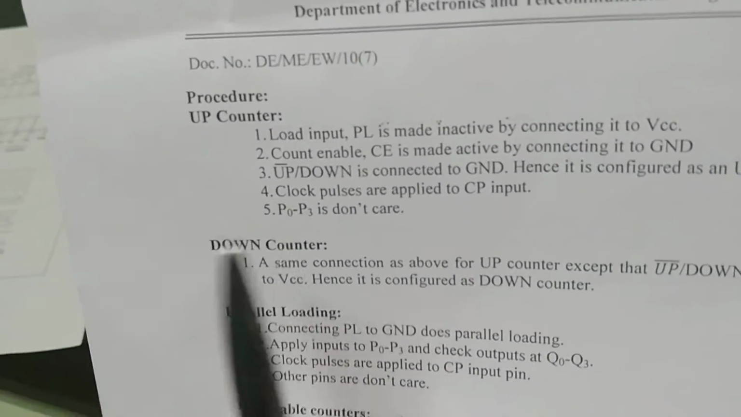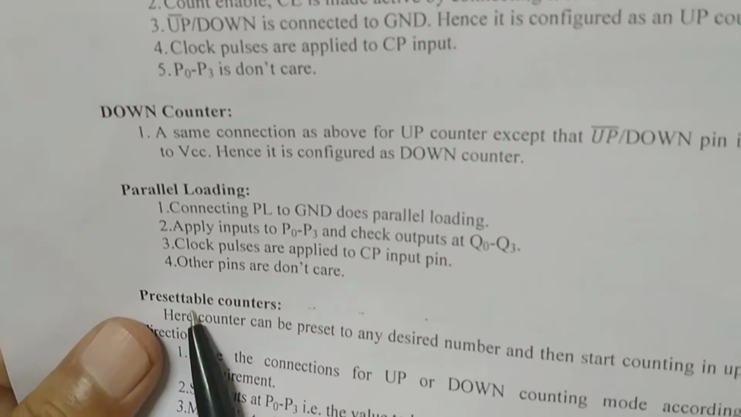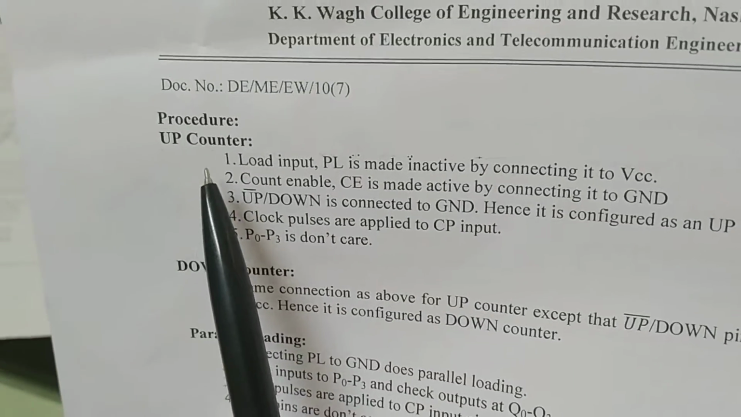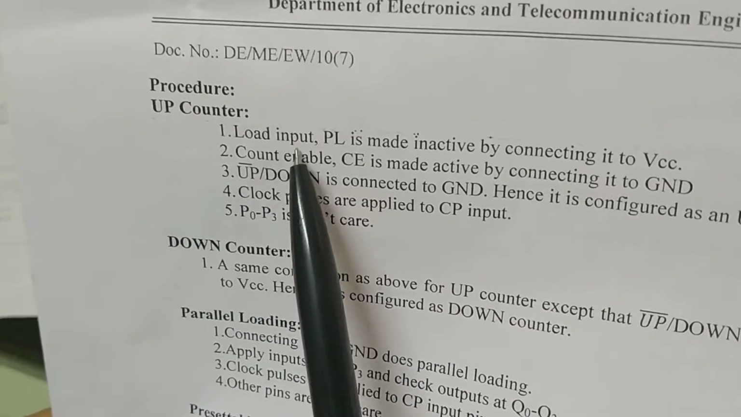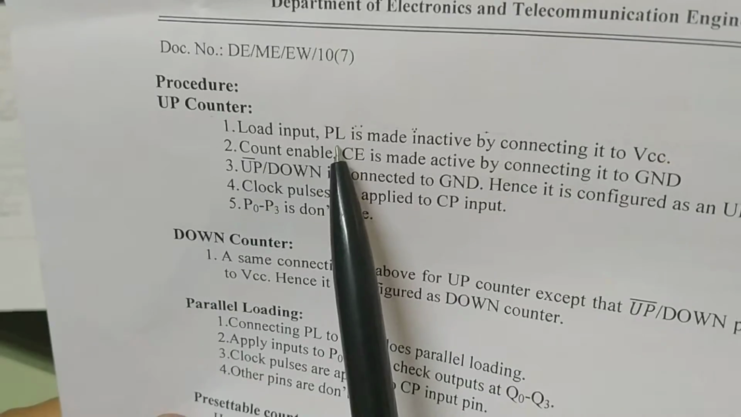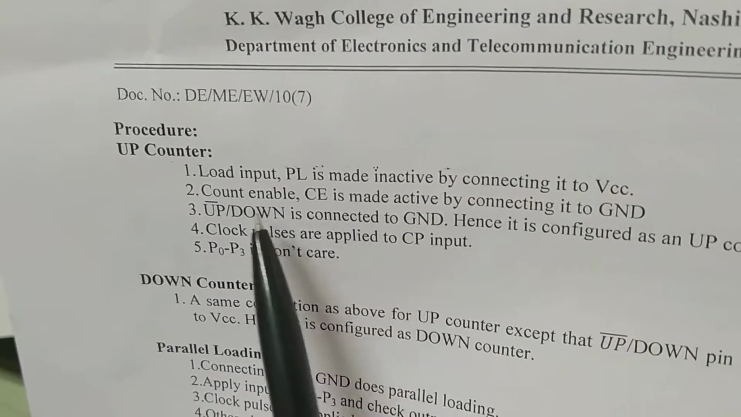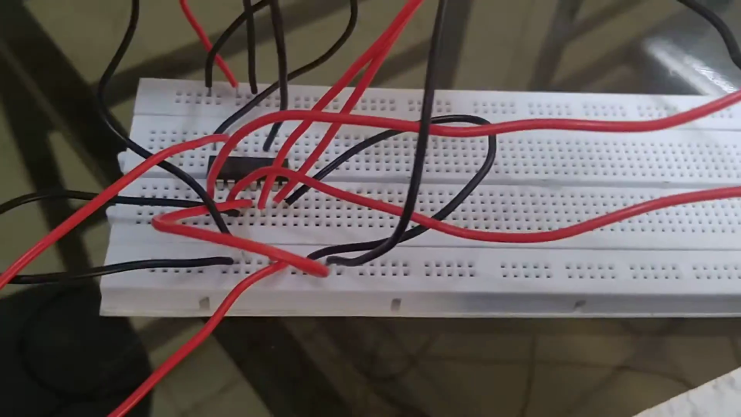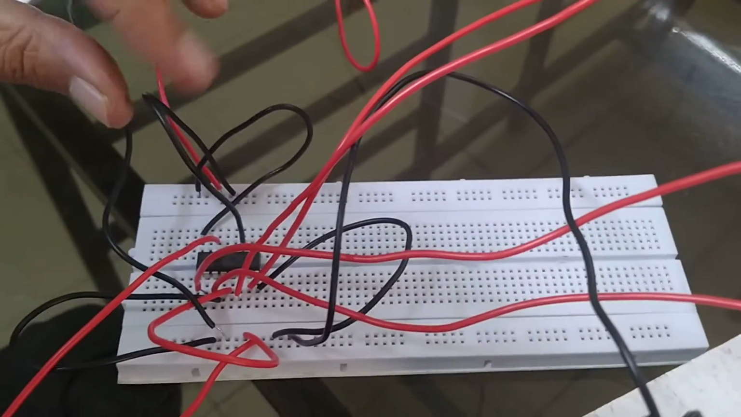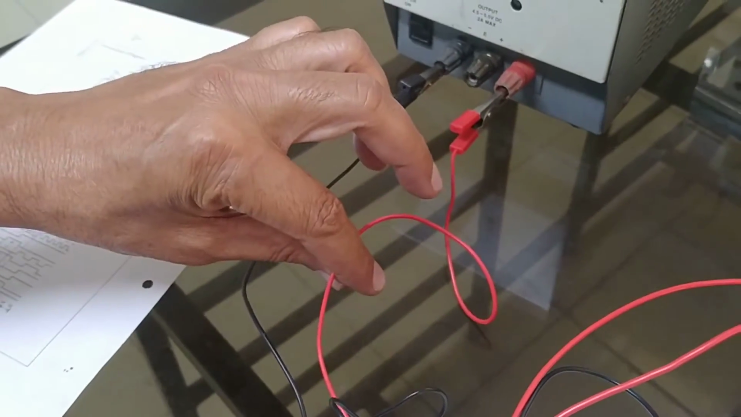The procedure is given here. See the procedure: this is for up counter, then down counter, then parallel loading and presettable counter. Now I am showing you how to make the connections for up counting. The load input PL, pin number 11, is made inactive by connecting it to VCC. You can see on this board that pin 11 is connected to VCC. This terminal is the VCC terminal.